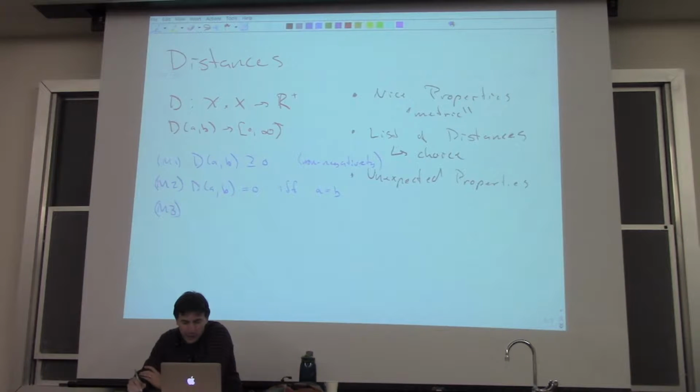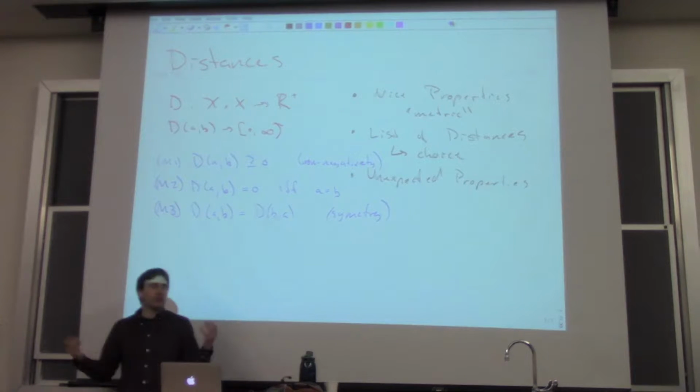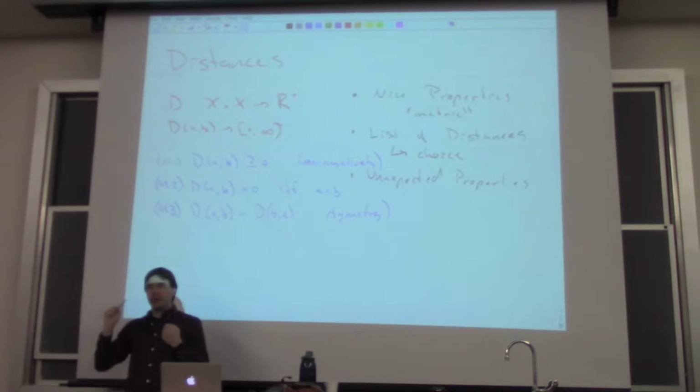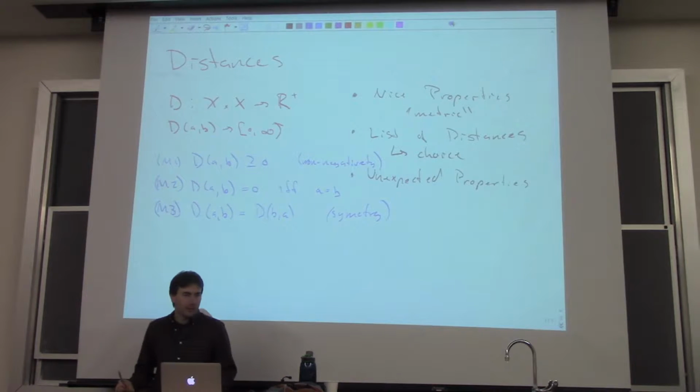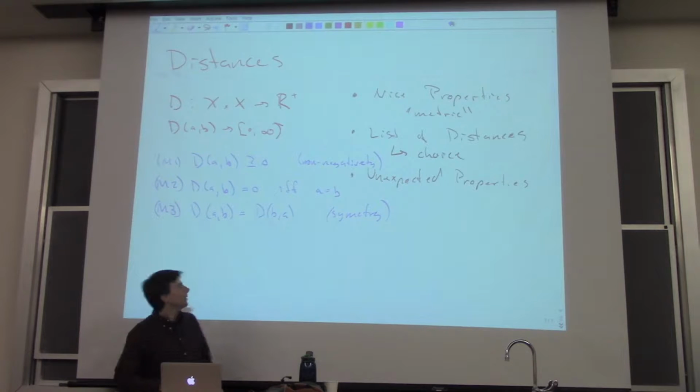The third one is d(A,B) is equal to d(B,A). This is symmetry. It means that if the straight line from here to some point at the back of the room is 25 meters, then going the other way is also 25 meters. Seems reasonable. Some things where this isn't true might seem strange, but are still very useful.